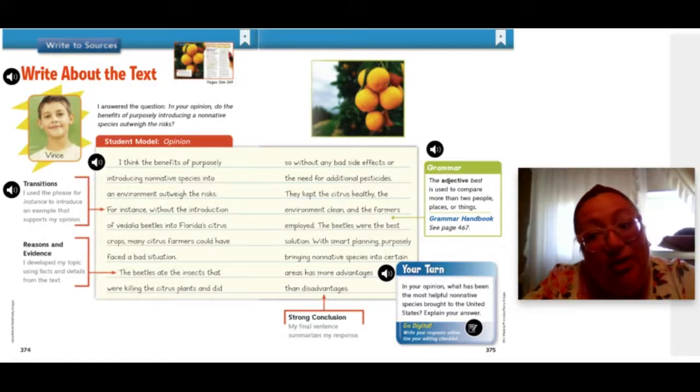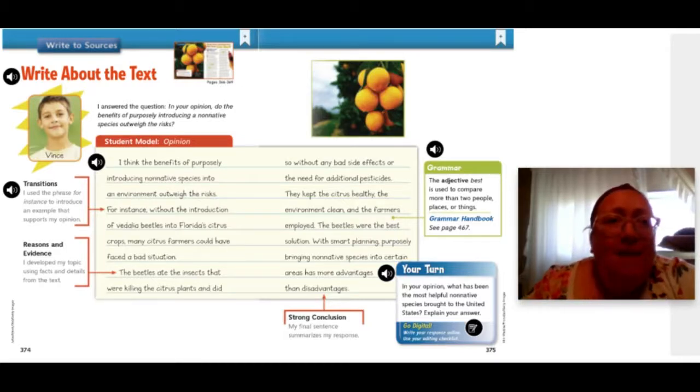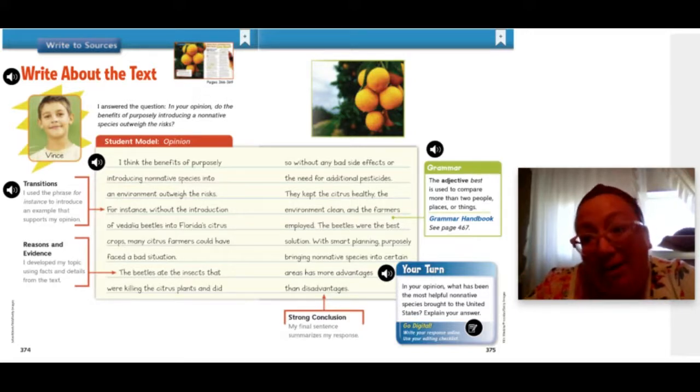All right, now that you've thought about it, we're going to look at the student model. And remember, this is an opinion piece. When we write an opinion piece, we're not looking for the right answer. What we are looking for is your ability to back up your opinion with facts and evidence. So when you're writing your own answer to the your turn question, we're going to make sure that we give reasons and evidence to back up our opinion.